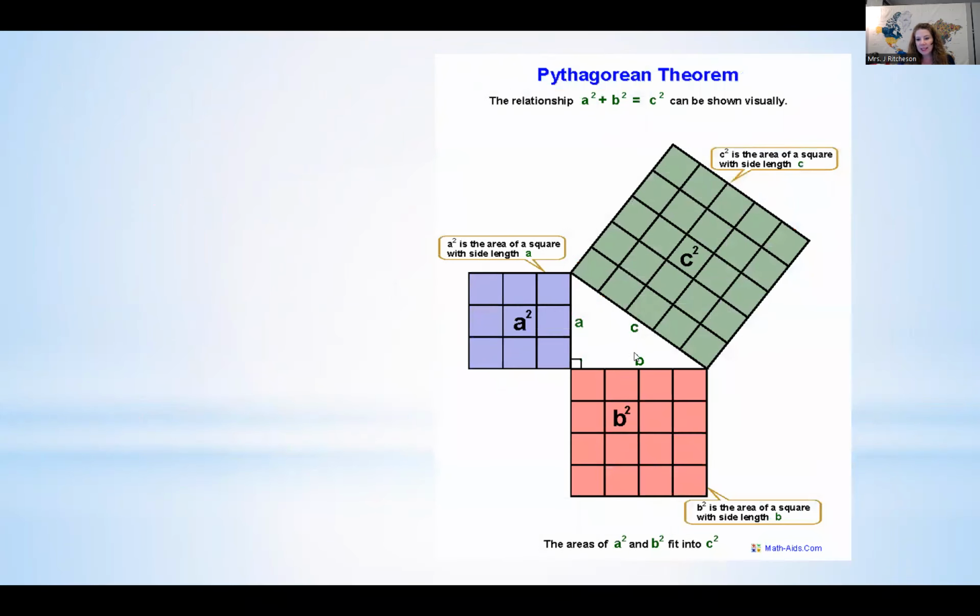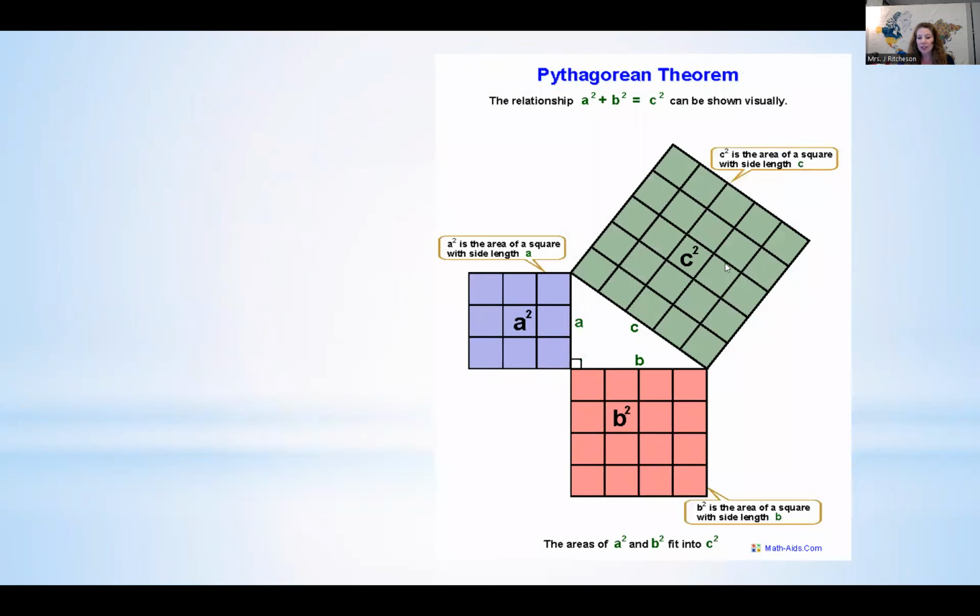All right, so basically we have these three perfect squares here, right? This is a 3 by 3 square, so the area of this box is 9. Here we have a 4 by 4 square. The area of this square is 16. And here we have a 5 by 5 square, and the area of this box is 25.